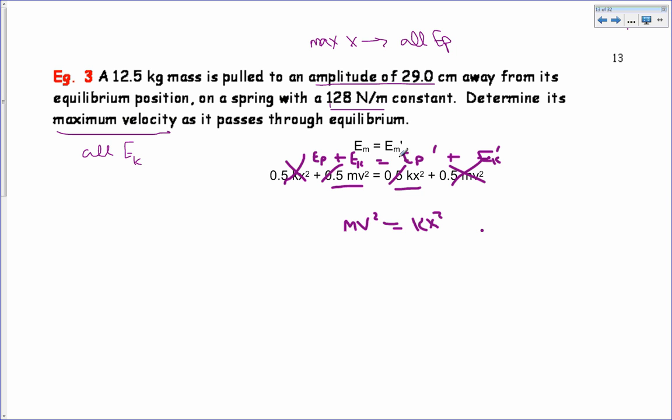The other thing is an equal sign reads the same forwards as backwards. So it didn't matter if you had kx squared equals mv squared. It means the same thing. So v is going to equal the square root of kx squared divided by m.